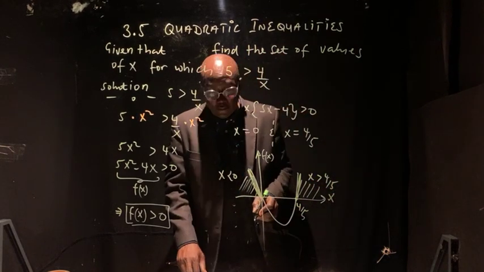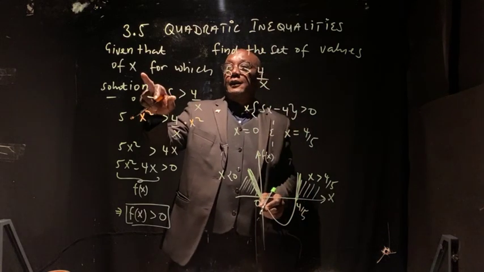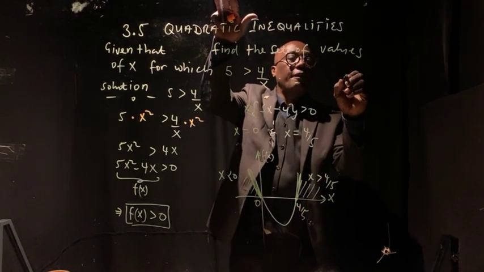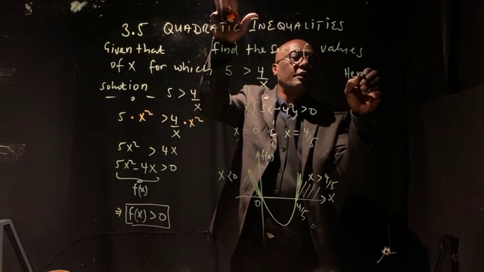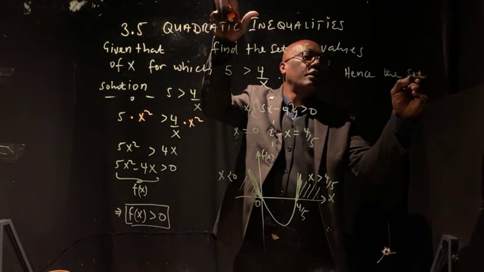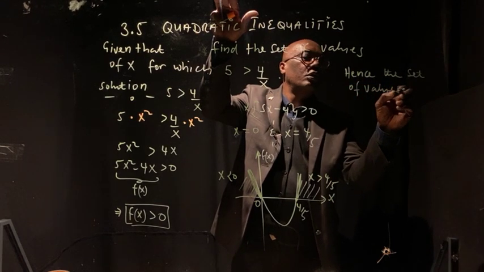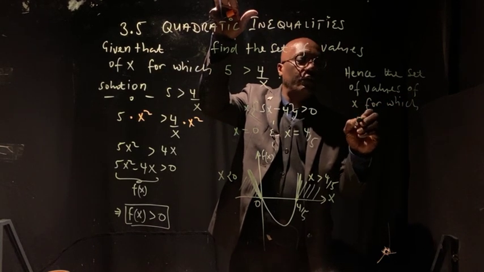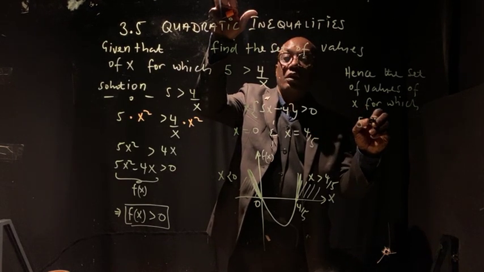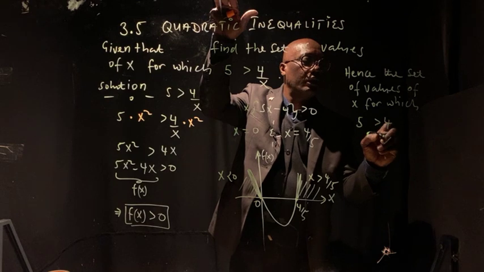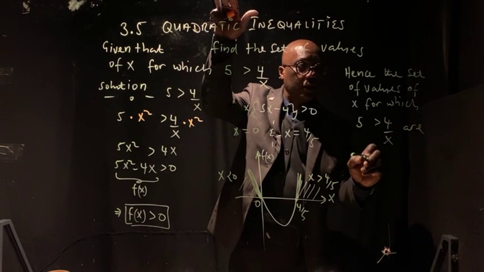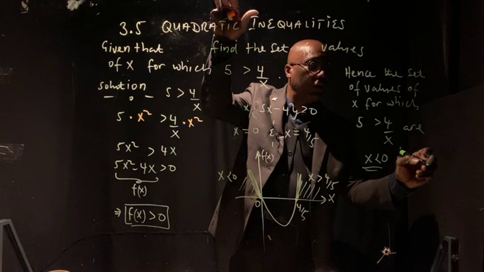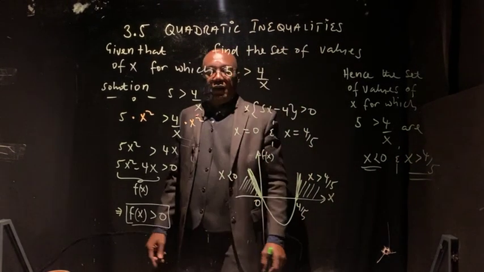Very good. So the set of values of x for which this inequality is valid is, okay, hence, the set of values of x for which the inequality 5 is greater than 4 over x are x is less than 0 and x is greater than 4/5. Good. Then we are done.